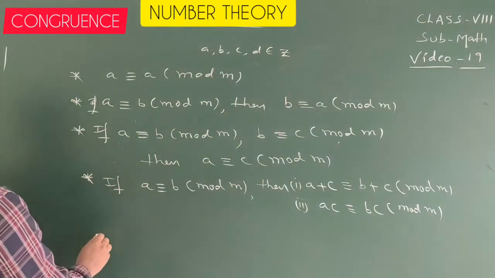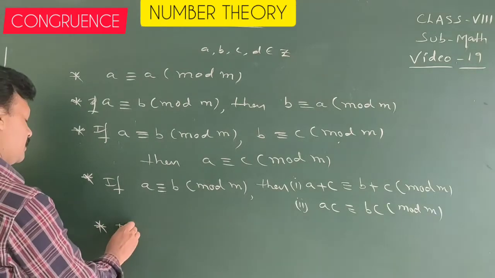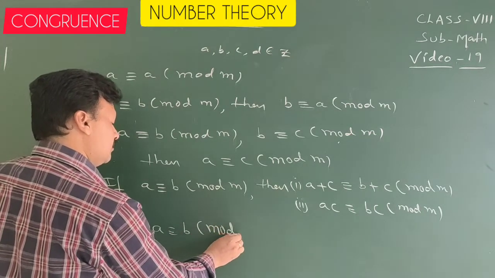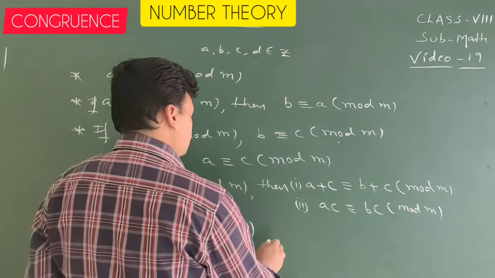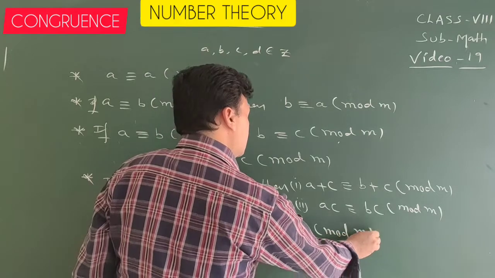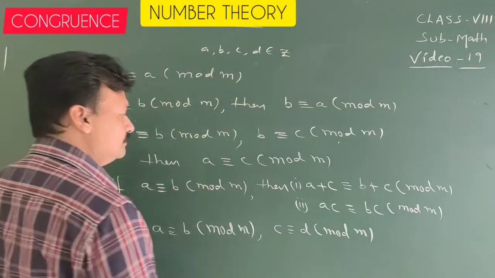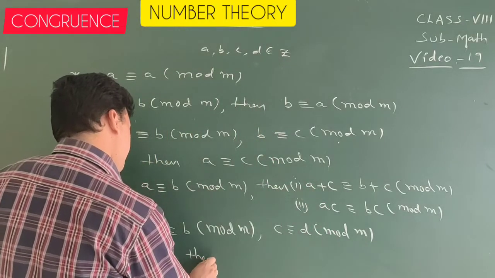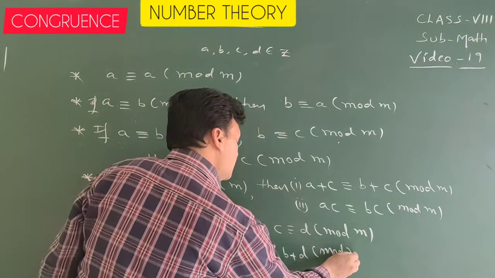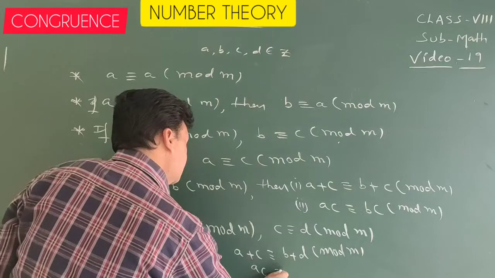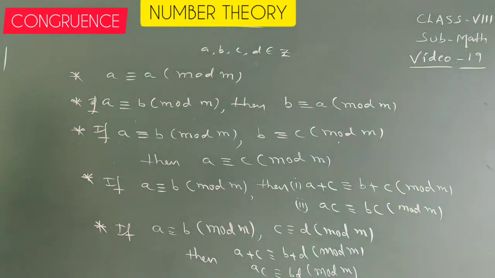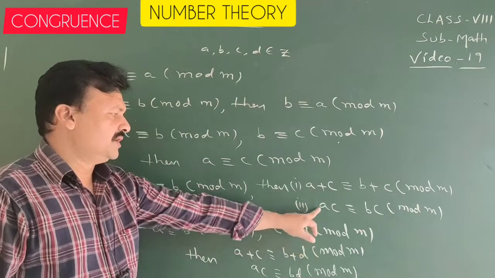And the next one: if a is congruent to b mod m, and c is congruent to d mod m, then a plus c is congruent to b plus d mod m, and ac is congruent to bd mod m. This I explained. This one also we can prove.